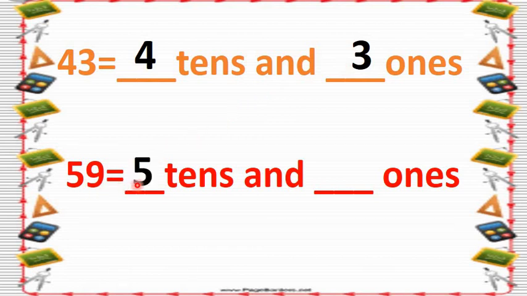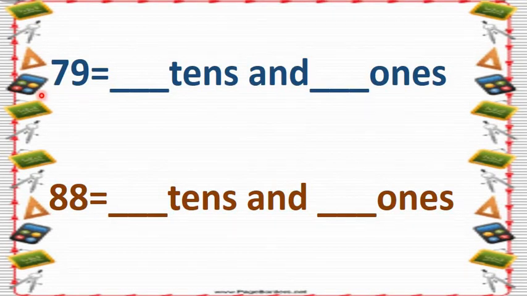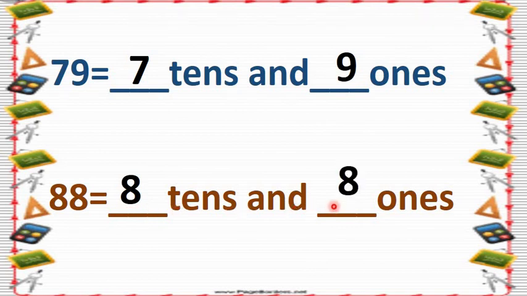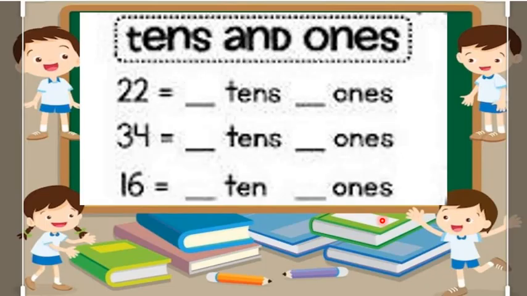59 is equal to 5 tens and 9 ones. 79 is equal to 7 tens and 9 ones. 88 is equal to 8 tens and 8 ones. So this was a quick recap of today's lecture. At last we make practice of tens and ones also. 22 is equal to 2 tens and 2 ones. 34 is equal to 3 tens and 4 ones. 16 is equal to 1 ten and 6 ones.